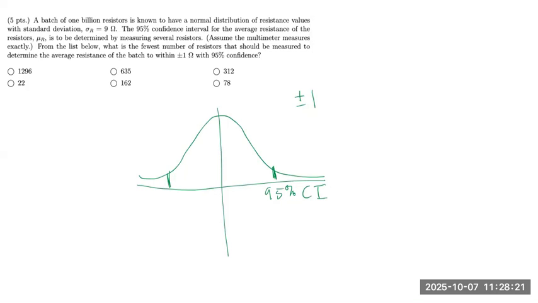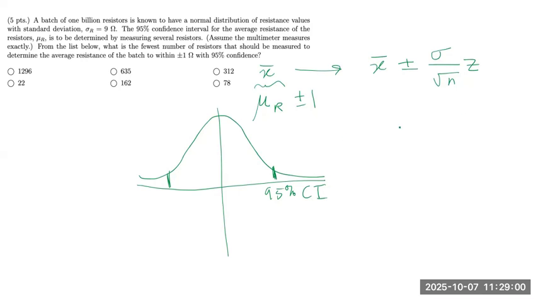And in our case, this applies because we have a batch of 1 billion resistors, so it has a normal distribution. And here we have the 95% confidence interval for the average resistance of resistors. So the average resistance of resistors is mu r, which corresponds to x bar in our general equation for the confidence interval, which is the mean plus or minus sigma over root n times the z-score, as we saw earlier.